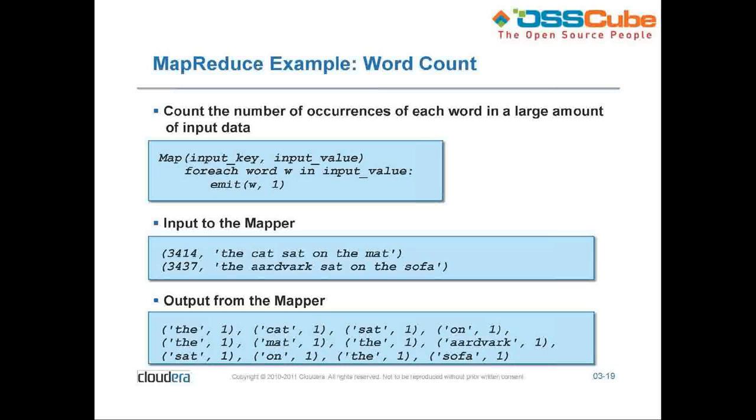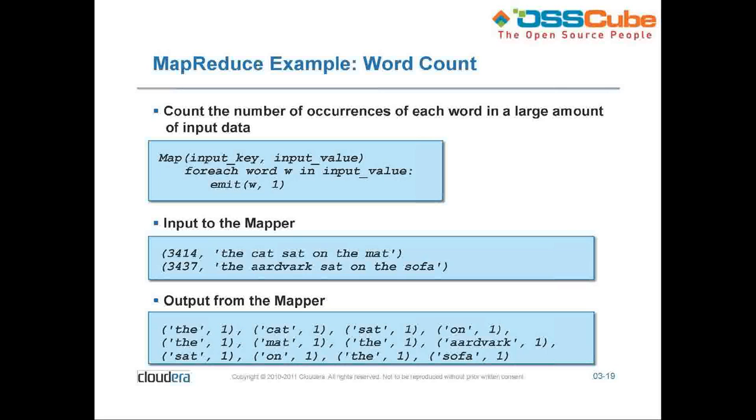In this case, we have two sample lines that are being read: the cat sat on the mat, the aardvark sat on the sofa. Those two lines are read, and you can have many, many more lines, and you want to then count how often certain words come. Now, what the mapper does, it goes through these lines. It processes one line, and for each line, the value is this whole line, the cat sat on the mat. That is the value. The key here is 3014. We just ignore the key and just focus on the value.